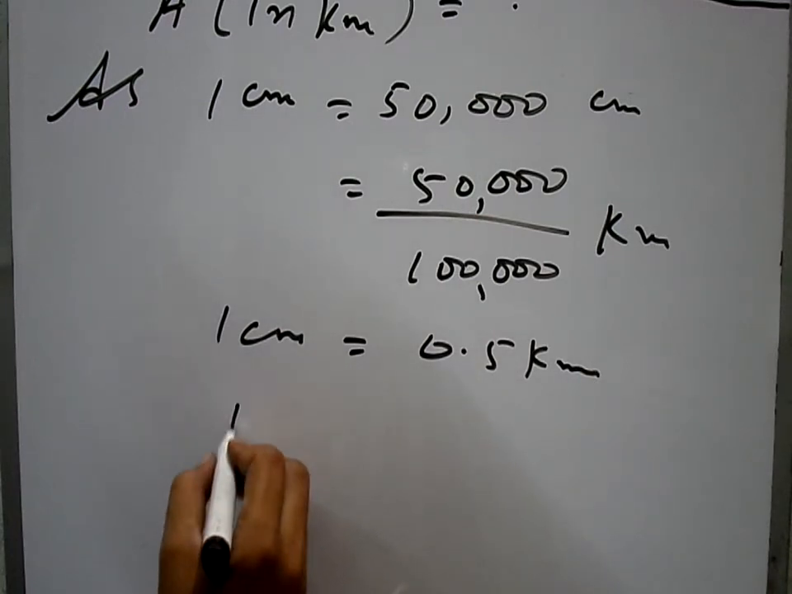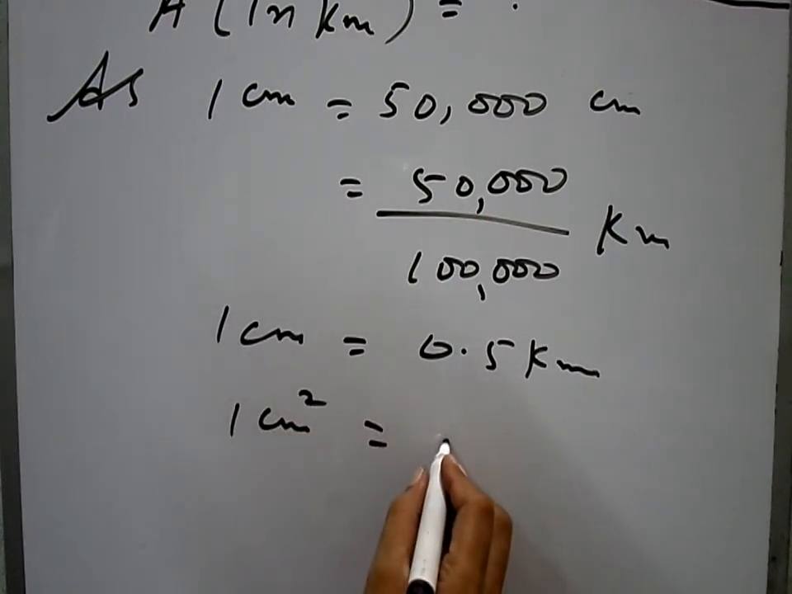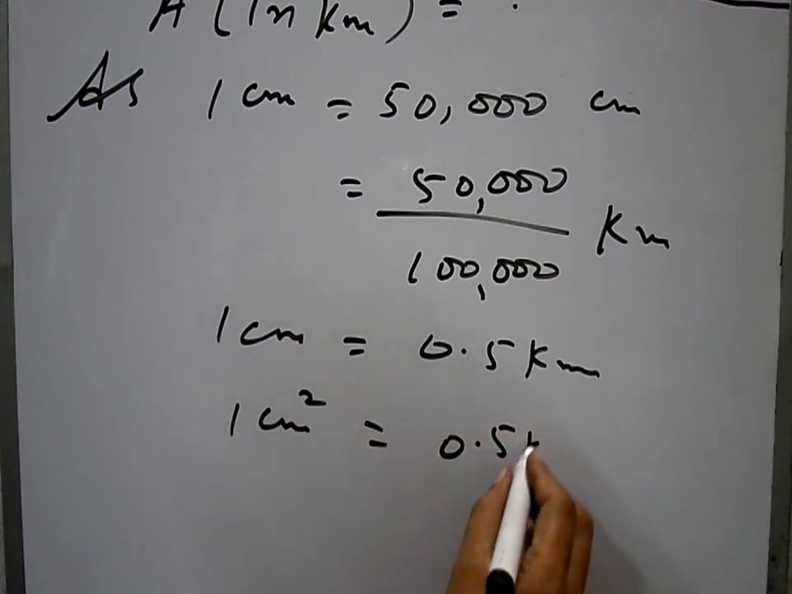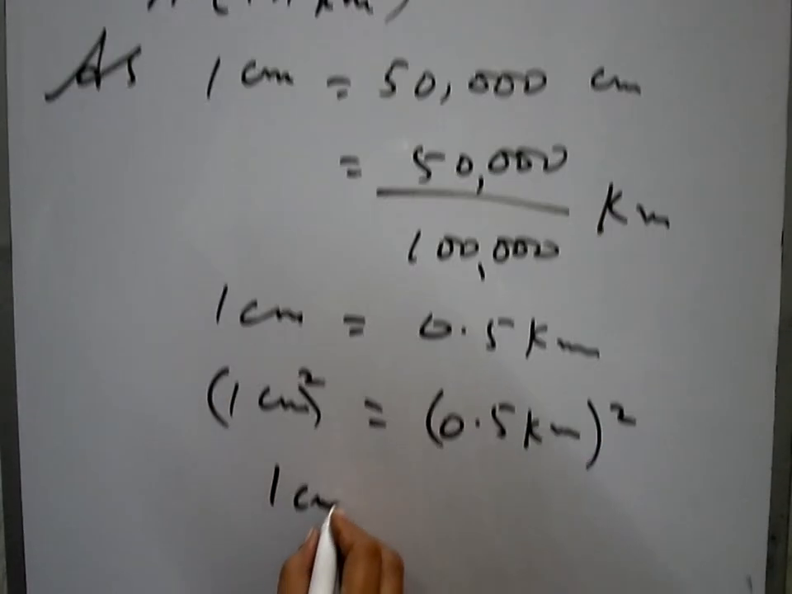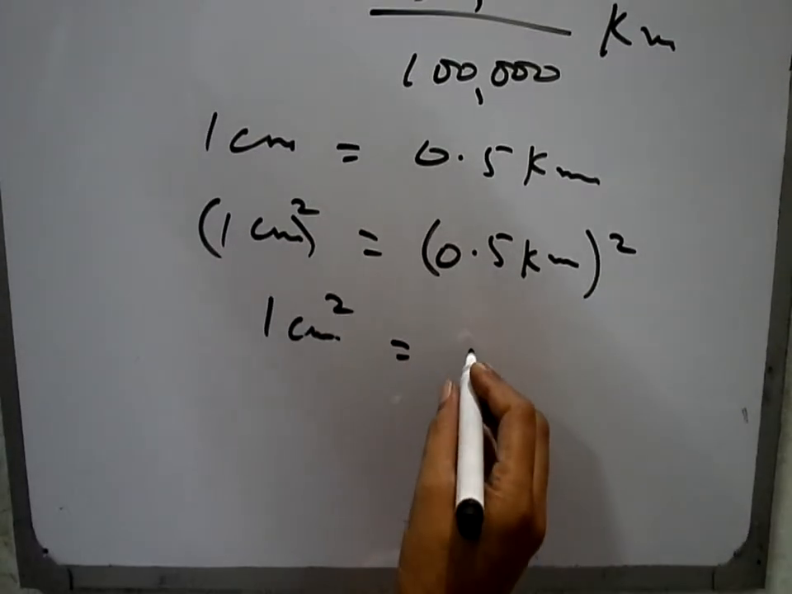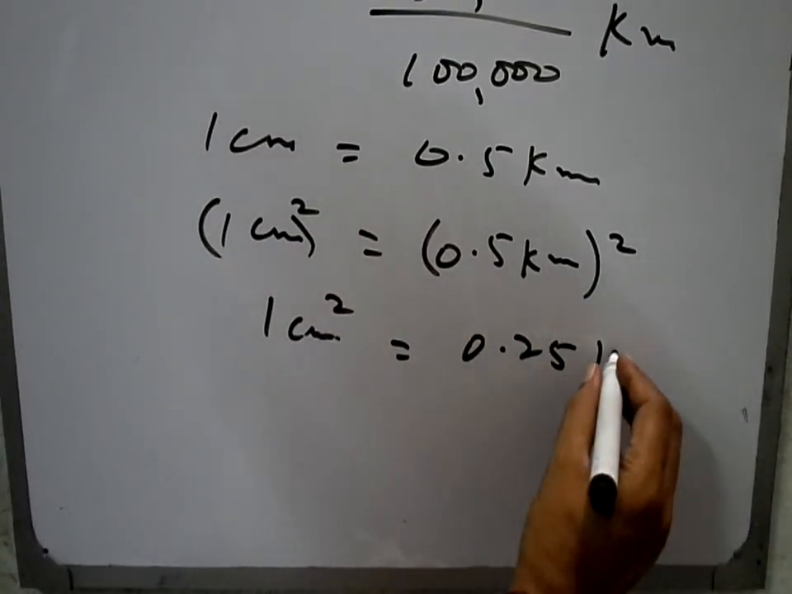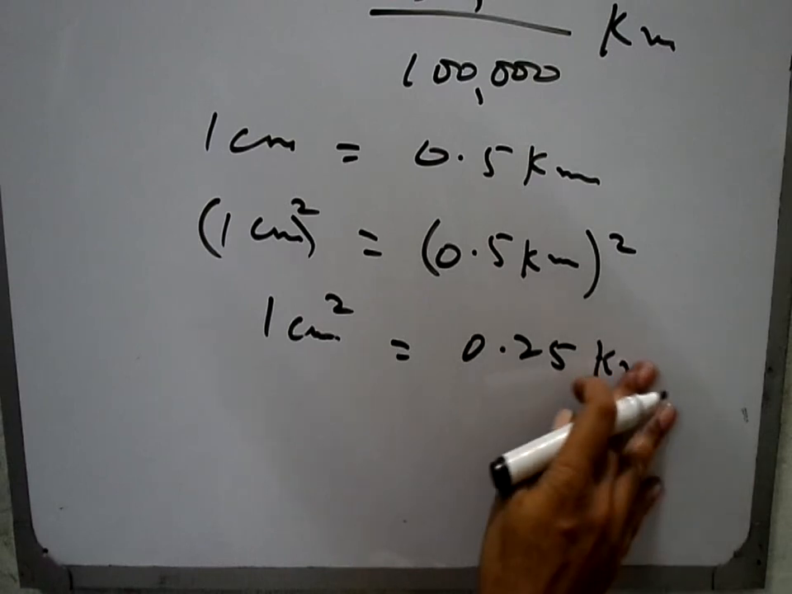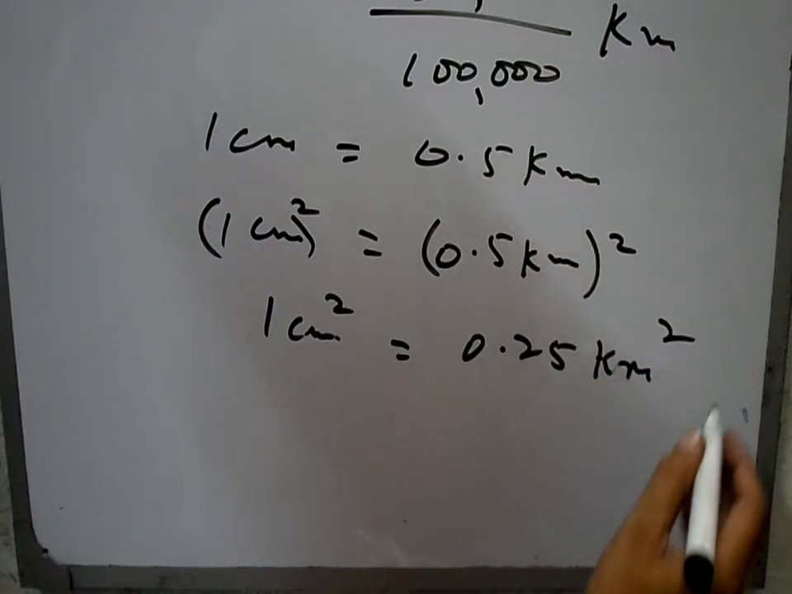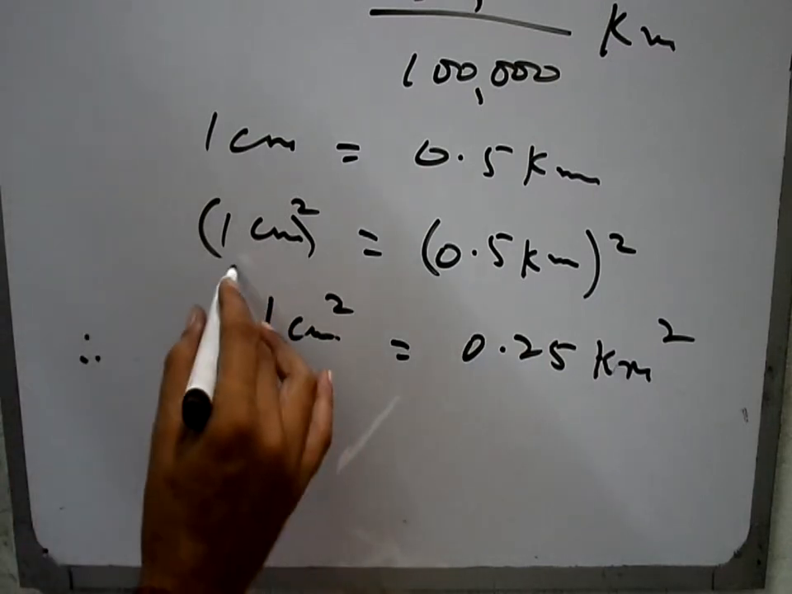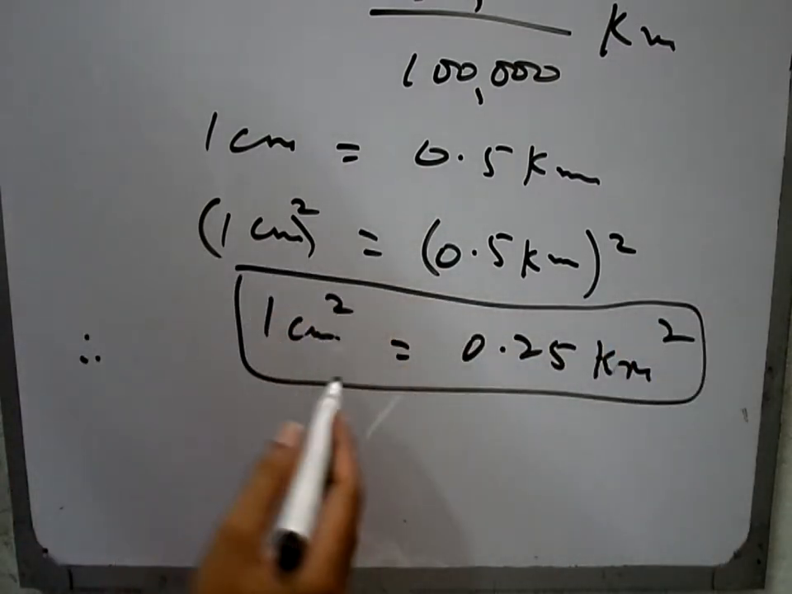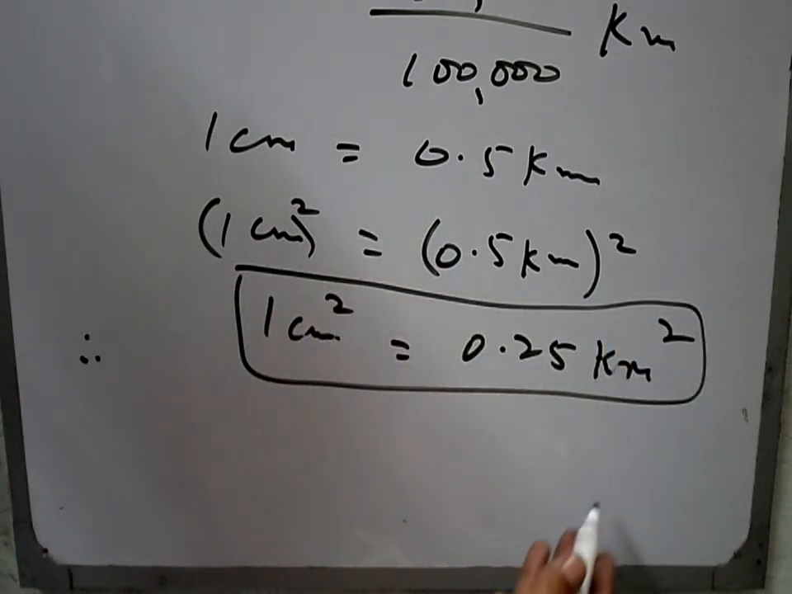Therefore, squaring both sides, 1 centimeter square is equal to 0.5 kilometers square. Squaring both sides, you will get 1 centimeter square is equal to 0.25 kilometer square. So area in kilometer square, very much easy. We have deduced the result, that is 1 centimeter square is equal to 0.25 kilometers square. So no problem, you have to multiply.